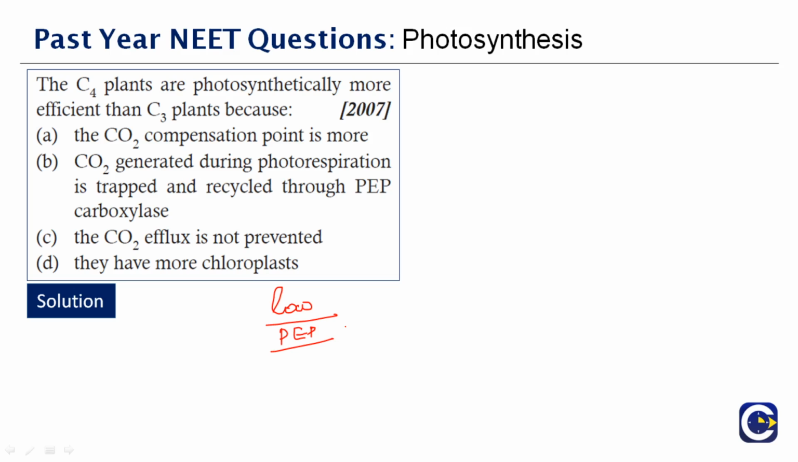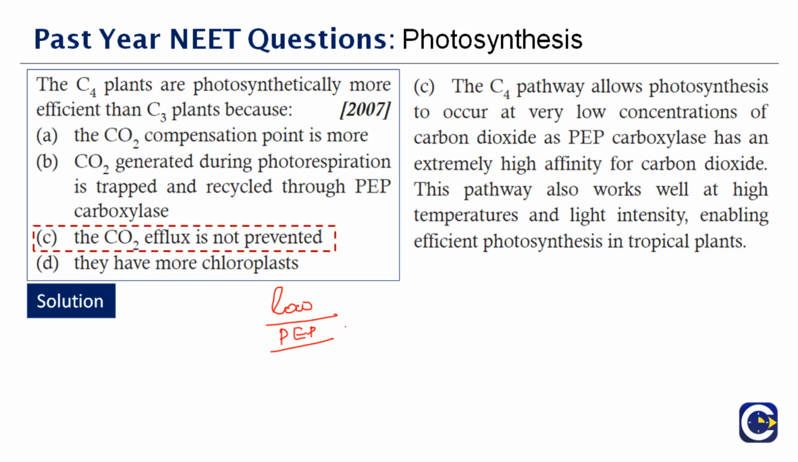So here, if you look at the four options, first option, the carbon dioxide compensation point is more. No, because we have low concentration of carbon dioxide, the first option cannot go as an answer. Carbon dioxide generated during photorespiration is trapped and recycled through PEP carboxylase. No, see, it is not recycled because we don't get carbon dioxide at a high rate. Whatever we get, even if it is in low concentration, we somehow manage, the system undergoes photosynthesis. Therefore, the carbon dioxide efflux is not prevented. Even at low concentrations, photosynthesis is still carried out. So the correct answer is option C.